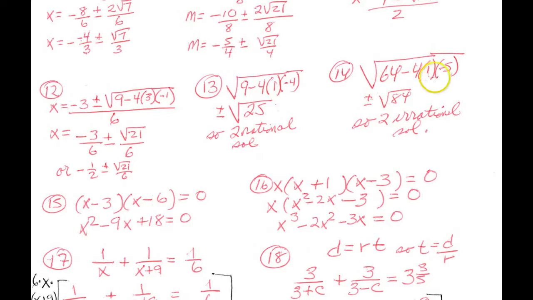Now for 14, when we did that, we got an irrational number. You might recall that this is going to end up being 2 up over here, the square root of 21. So the square root of 21 is irrational, so you get 2 irrational solutions. Now, if this were a negative under the radical sign, you would have ended up with 2 complex numbers, or 2 imaginary solutions, again, relating to chapter 7.